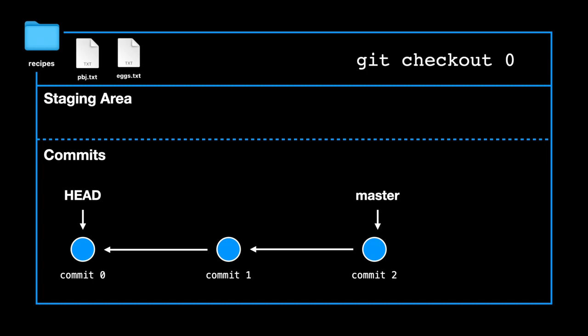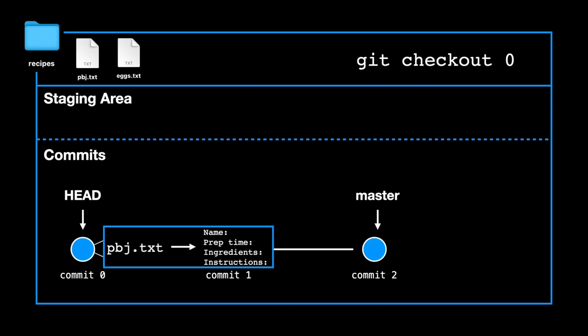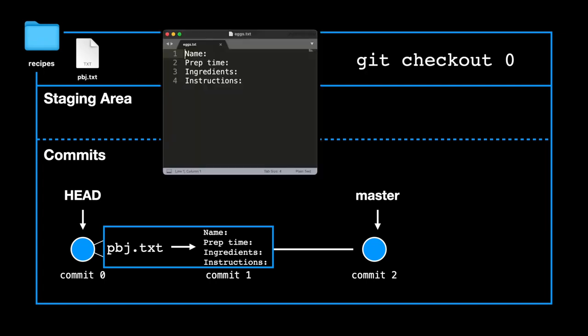Git will then check what's inside the commit that the head pointer is pointing to. In this commit, we are only tracking the fact that PBJ had this initial version inside. And it will then modify the recipes repo to match exactly the state of this commit. So we did not have the eggs file, and inside PBJ, we had that initial rough template. So you can think of the head commit as controlling what our repo looks like in the working directory.